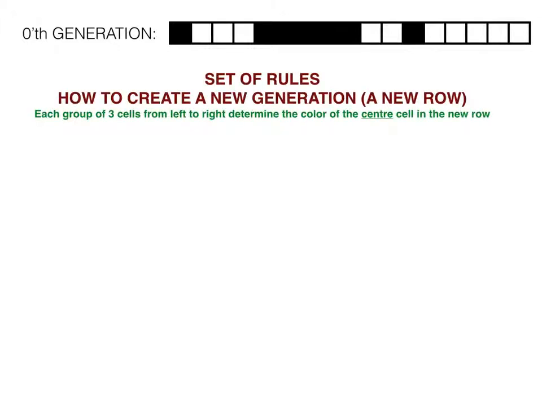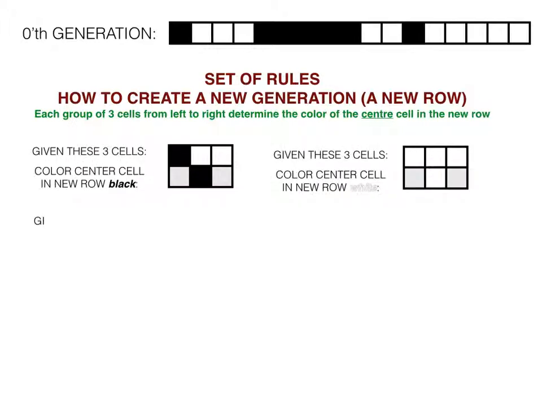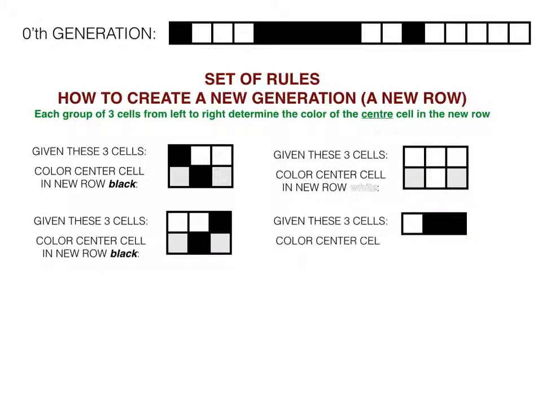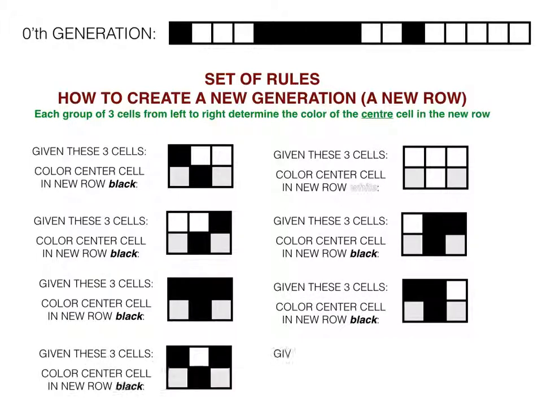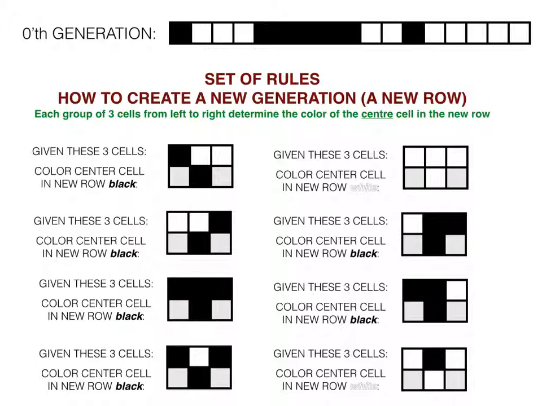The set of rules helps us generate some more rows in our cellular automaton, and we use this set of rules to generate a new row. And we do this by going over each group of 3 cells from left to right, and then using them to determine the color of the center cell in the new row. So there are 8 possible combinations of 3 cells in the row of the 0th generation. And for each of these we have a rule, and the rule tells us what the cell in the middle of the 3 cells underneath it is going to be colored.